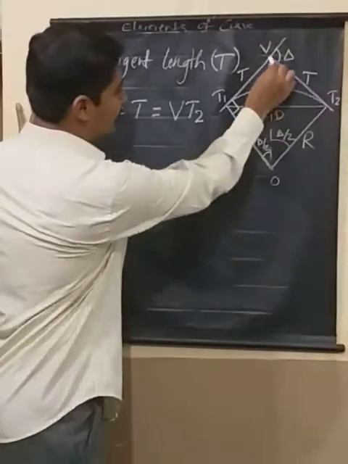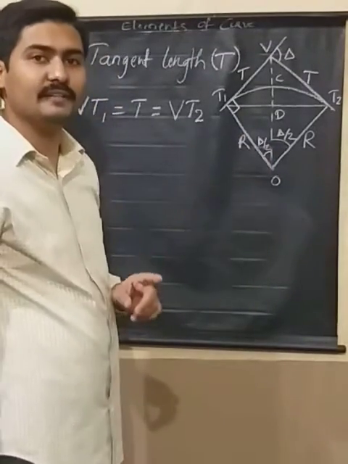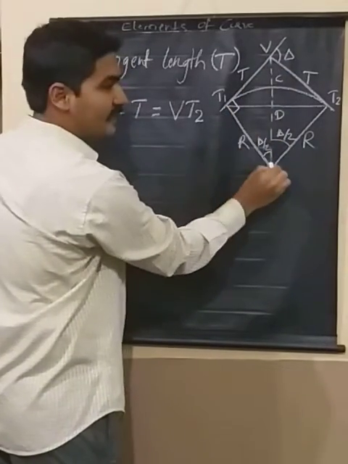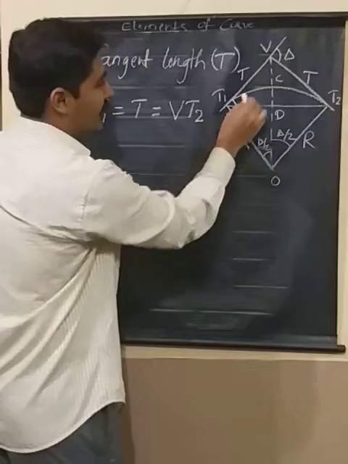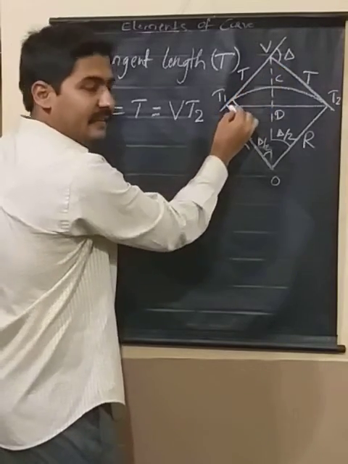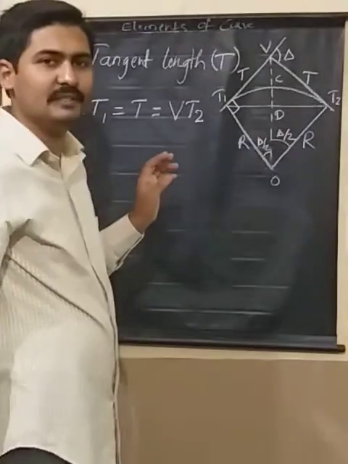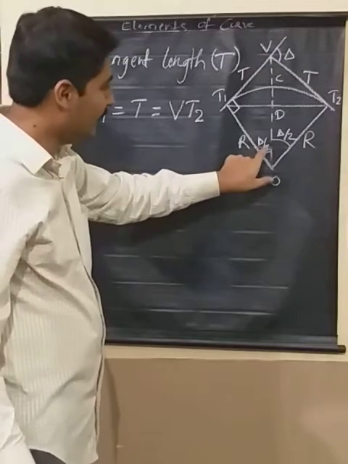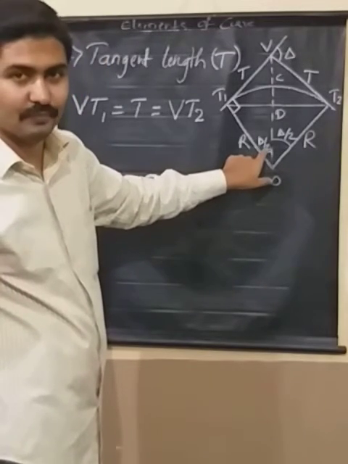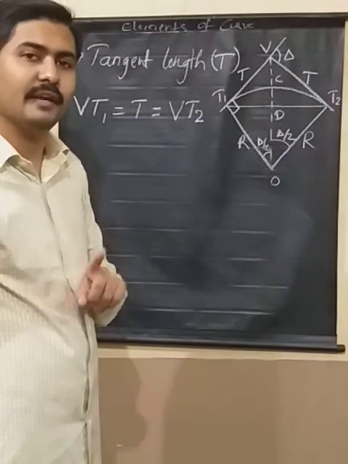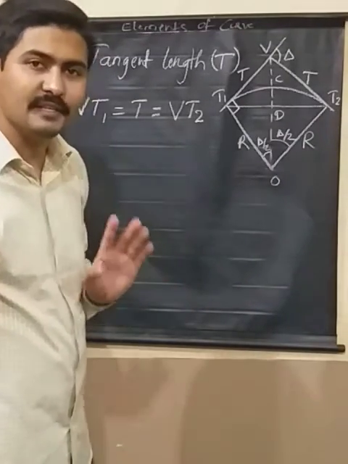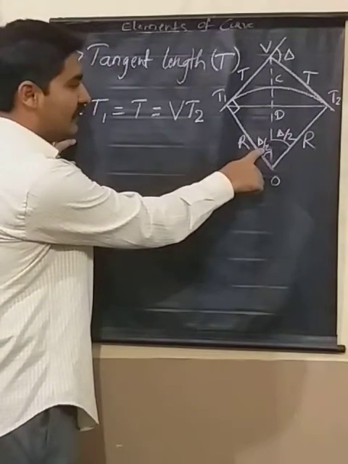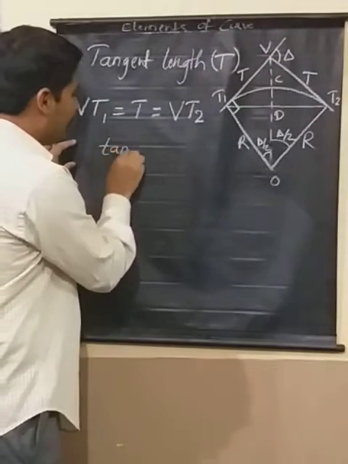If you just observe, VT1O is a right angle triangle. In this right angle triangle, I am trying to find one of the sides. VT1 is one of the sides of the triangle. I know one of the sides of the triangle, which is the radius, right? And then I know one of the angles, that is delta by 2, right? When you know one angle and one side of a triangle, the other side can be easily found. So how I am going to do it is, I am going to see this angle, delta by 2, and write tan delta by 2.